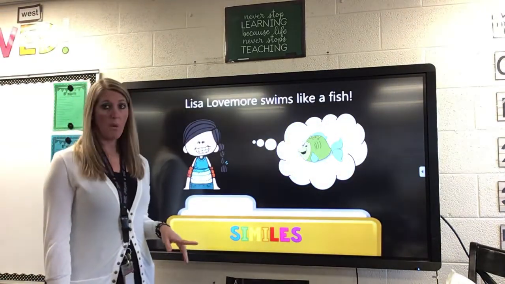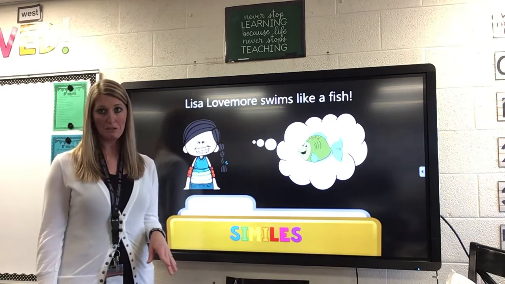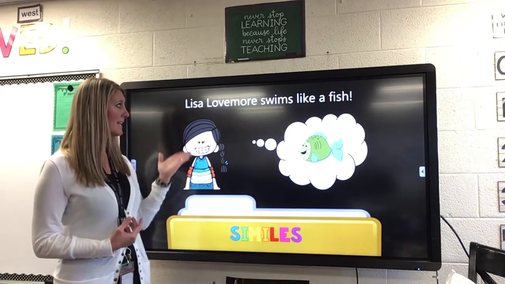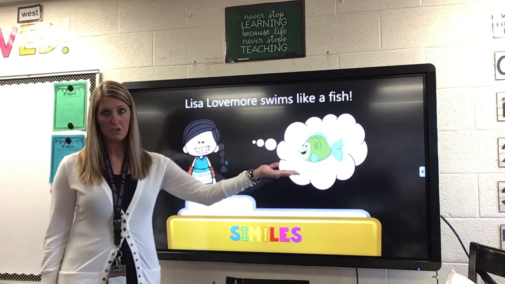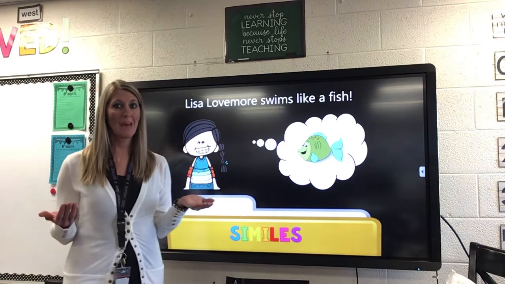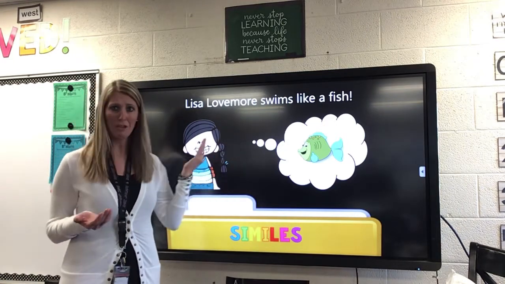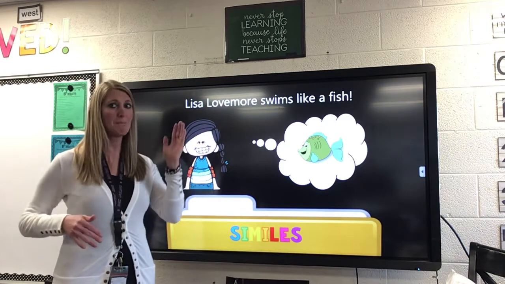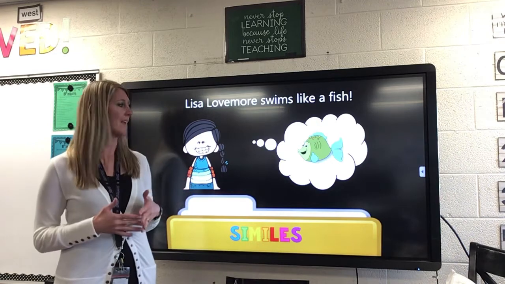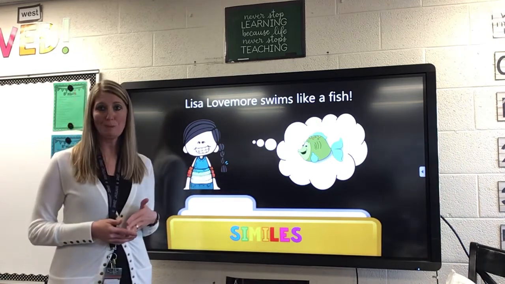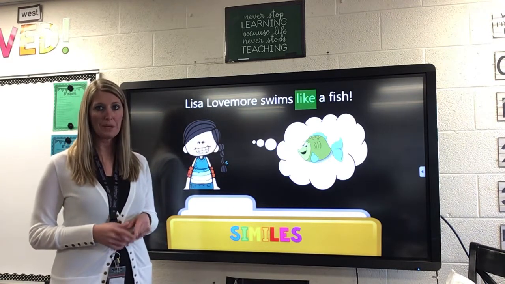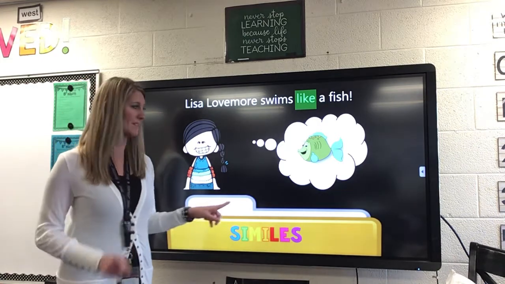Lisa Lovemore swims like a fish. So here's a simile because we're comparing two things. We're comparing Lisa Lovemore and a fish. And I can see the word like. So I know this is a simile. So we're going to say that we're comparing these two things. She is not actually a fish, but she's swimming like a fish. That must mean she's swimming a lot. She's very smooth. She can swim easily and quickly. So this would be a simile. And again, like I said, the word like is our key. We're looking for like or as.